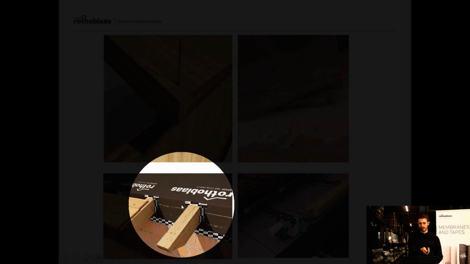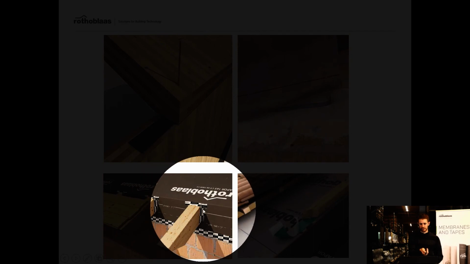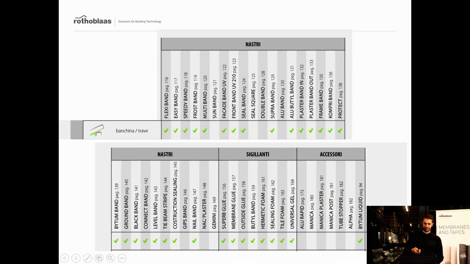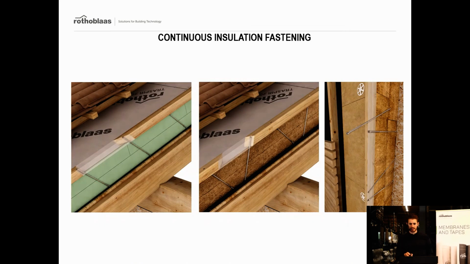And another very important product is, for example, that's just an example of how you place the membrane when you have cantilevering beams, and how you close out every single gap. This is again a list of the products. And this is just a hint that I would like to give you.